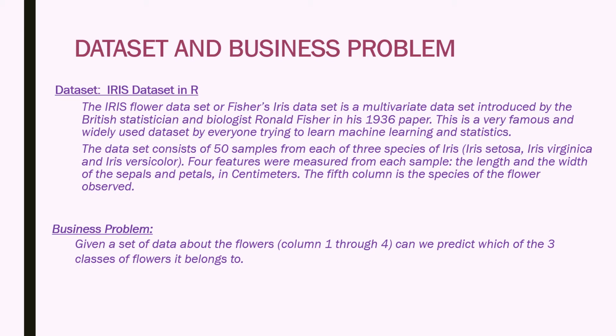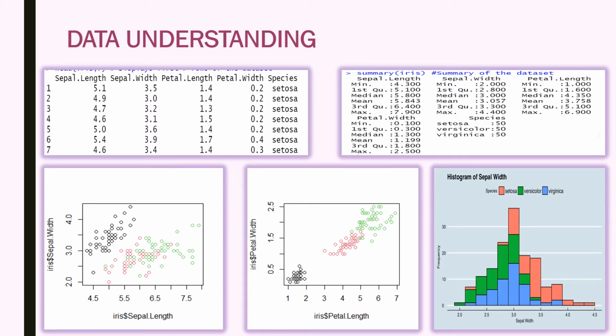Let us see the business problem that is considered. With a given set of data, flowers, we are trying to predict which of these three classes of flowers it belongs to. We are going to see three supervised methods of prediction. Before that, let's quickly touch upon the data understanding.